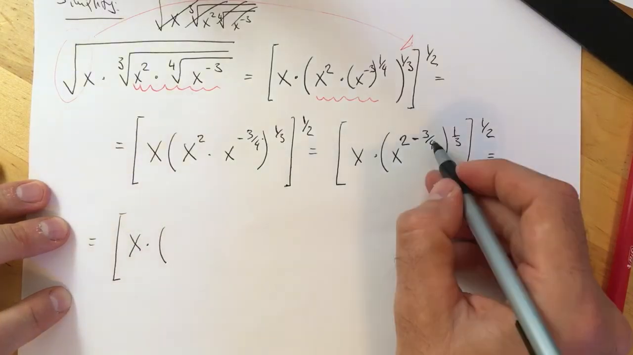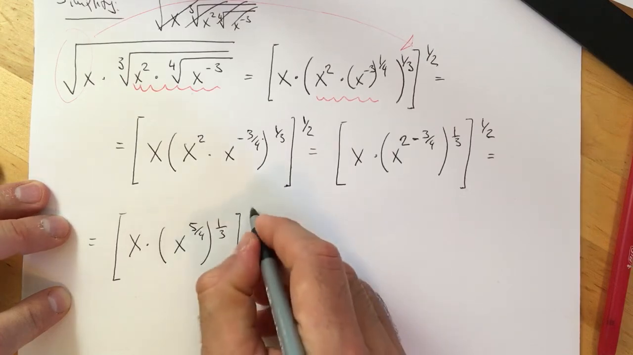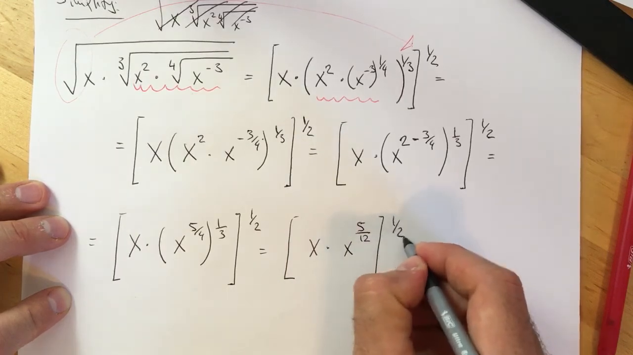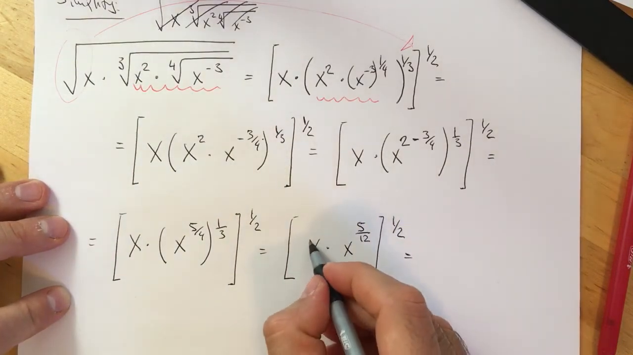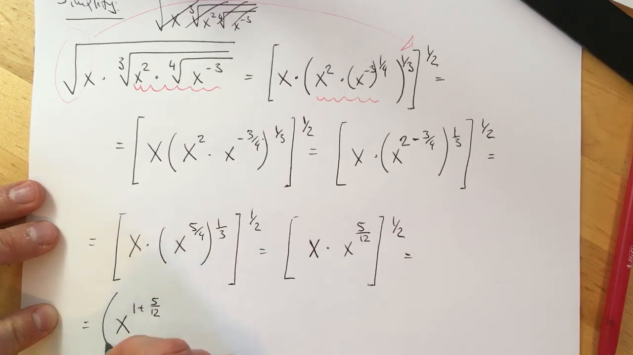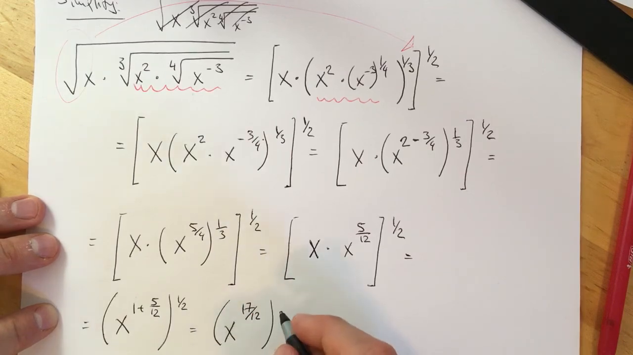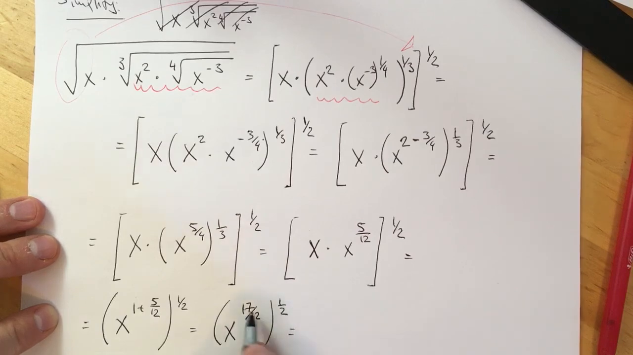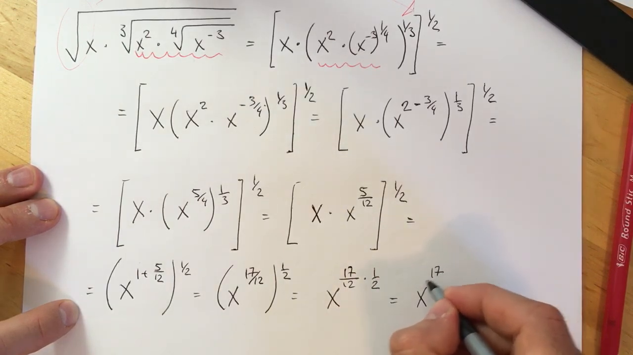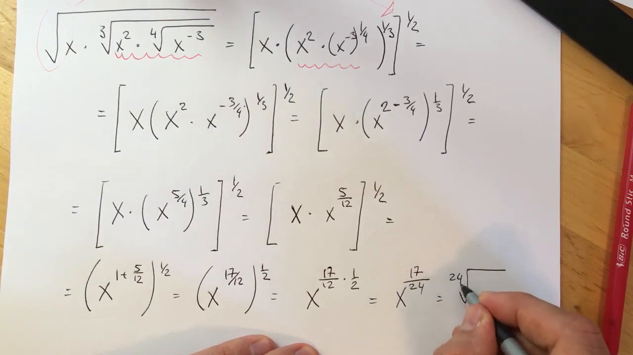So that's x times, 8 minus 3 is 5, so x times x to the 5 over 4 raised to power 1/3, and then raised to power 1/2, which is x times x to power 5 over 12 raised to power 1/2. Okay, this x is x to the power of 1. So basically what we have in the brackets is x to power 1 plus 5 over 12 raised to power 1/2. 1 plus 5 over 12 is x to power 17 over 12 raised to power 1/2. And at the end I just have to multiply these two exponents. x to power 17 over 12 times 1/2 is equal to x to power 17 over 24, right? And if you want to express this as a radical, this is going to be the 24th root of x to power 17.